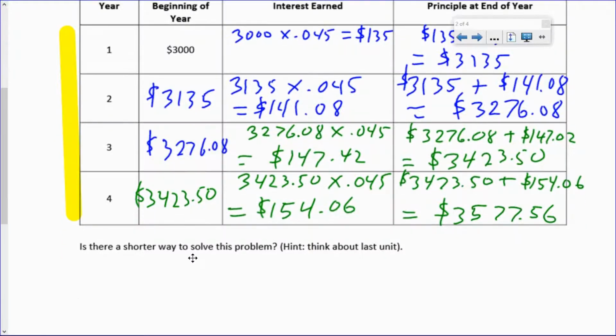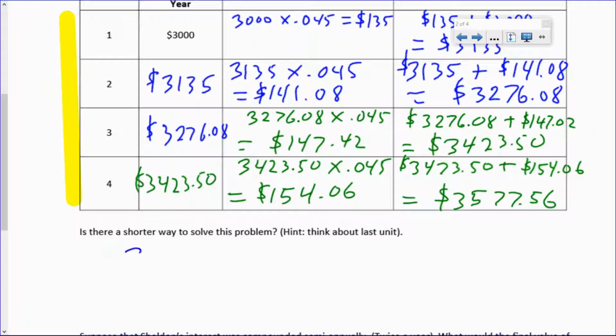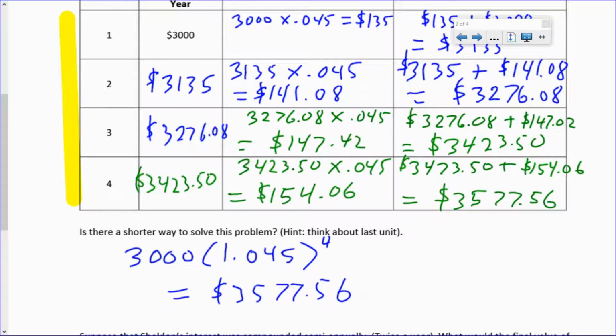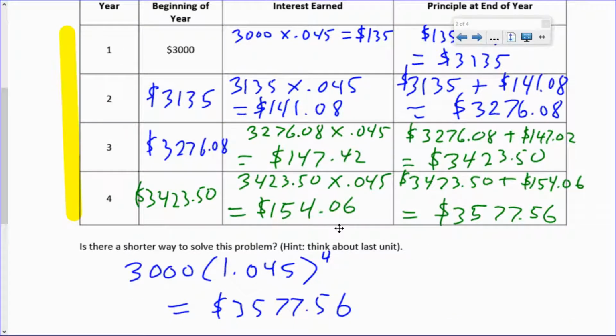And hopefully you would realize that the way to do that question is to take $3,000, multiply by our growth rate of 1.045. Remember, we add 1 to make it a growth rate, to the power of 4. And sure enough, that gives you exactly the same thing. So it's not necessary to do this table.